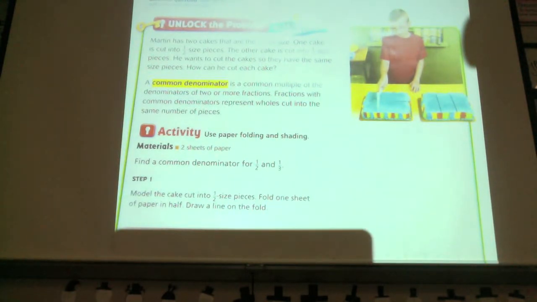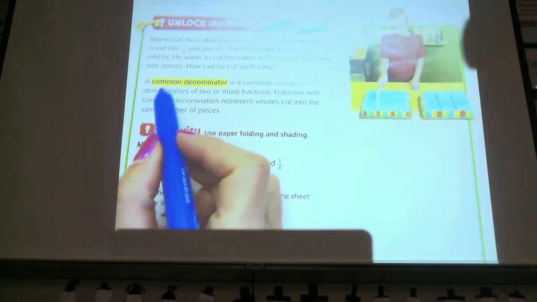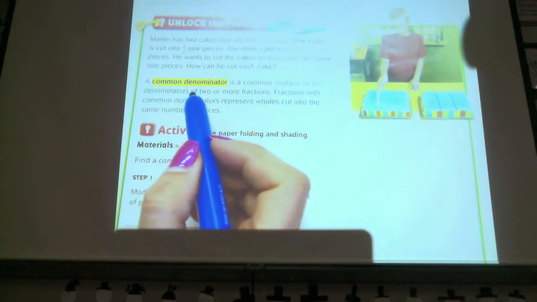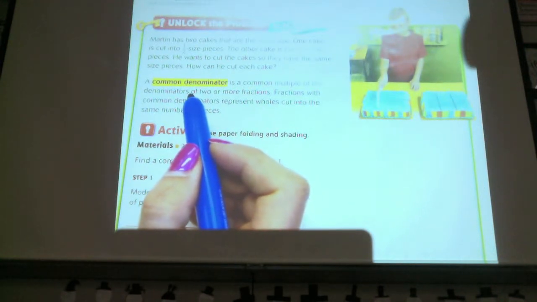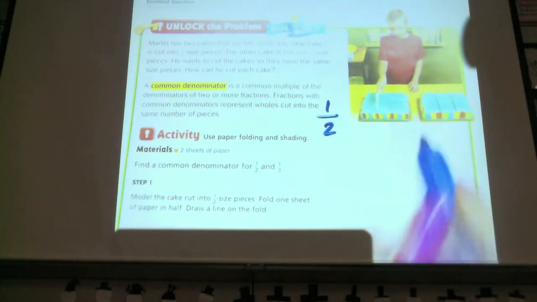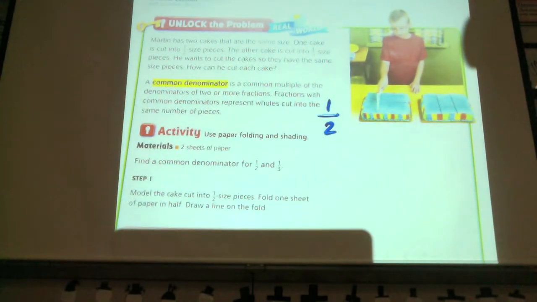Let's see. A new vocabulary word for today is common denominator. We just did a common multiple. We've done common factors before. The common denominator is the same idea, only in a fraction. If this is my fraction, which one's the denominator? The 2, the bottom, is the denominator. What's the top called? Numerator.